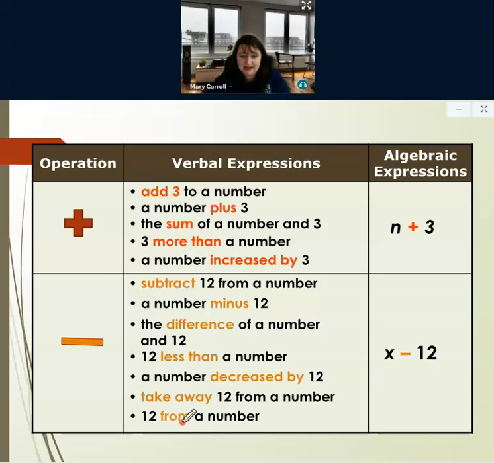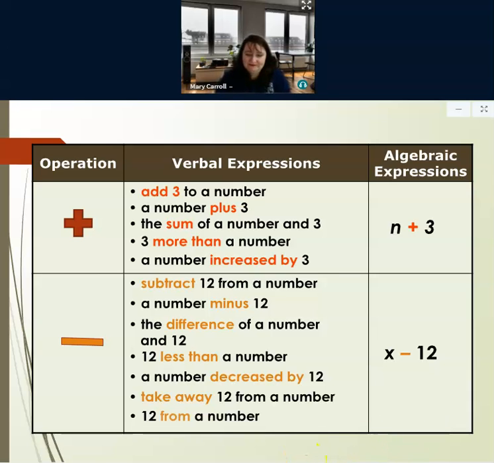12 less than a number. Remember, that's also a turnaround word. A number decreased by 12, take away 12 from a number, and 12 from a number. So be careful on those. Remember, from does turn it around.